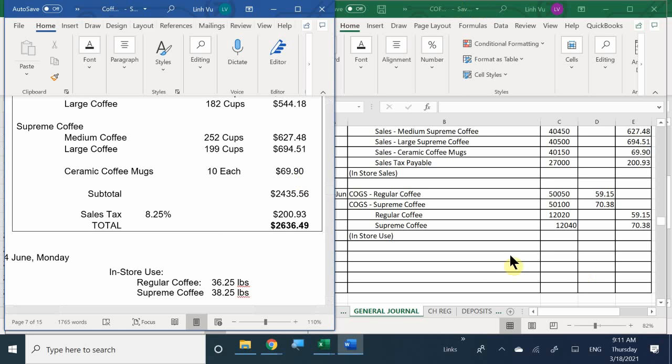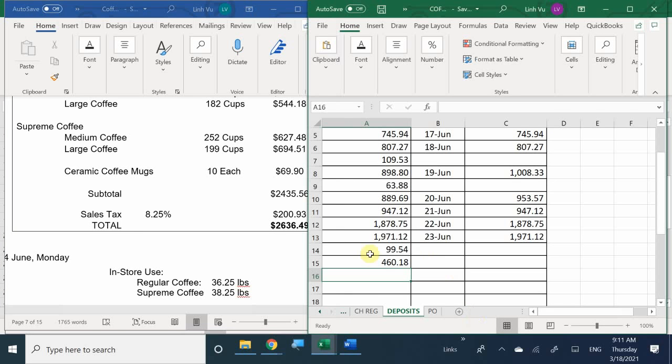Deposit. Yes, we got to deposit all of our money. So we're going to go to deposits. We had $26.36.49, right? Today it's the end of the day, June 24. So we're going to add up all three deposits to get a grand total of $3,196.21 deposited.